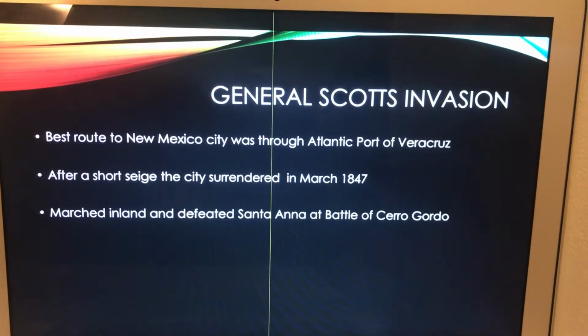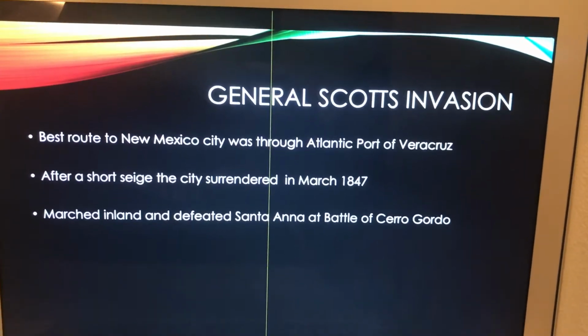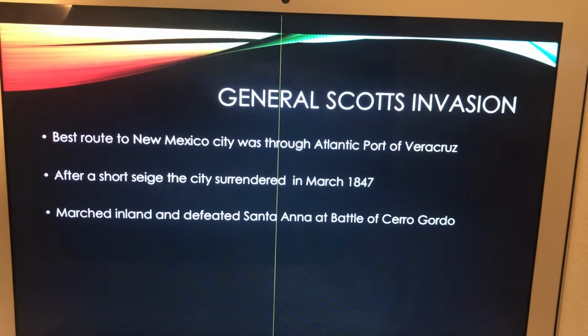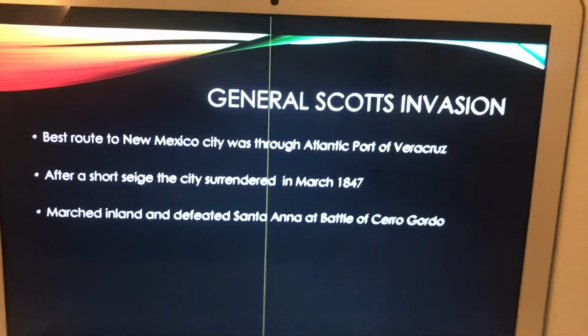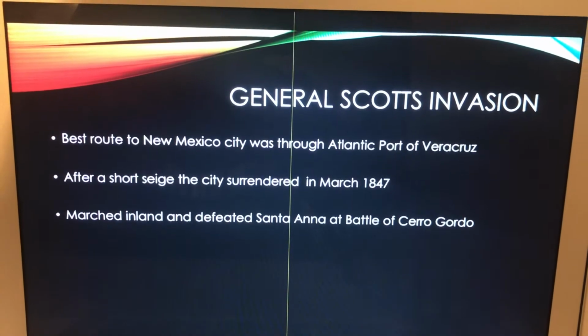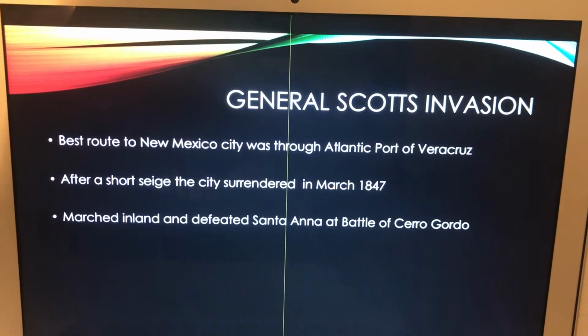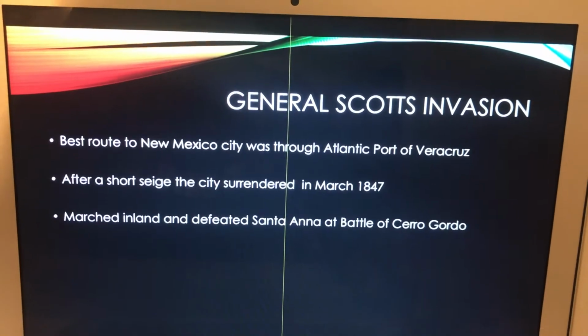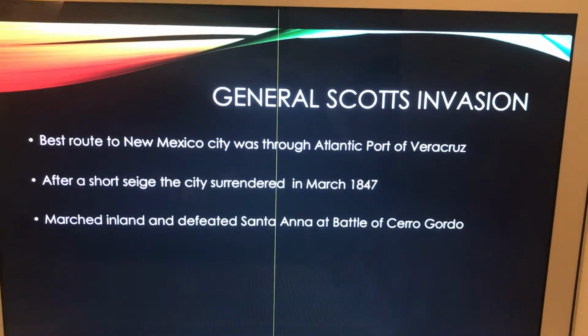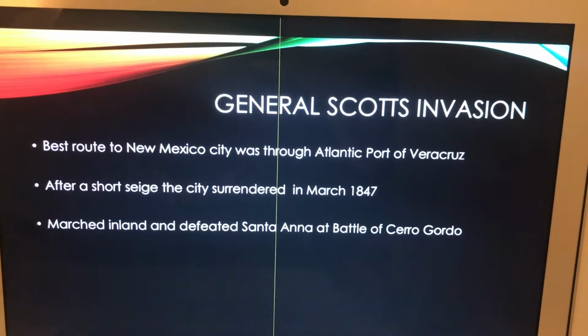General Scott's invasion was the best way to reach Mexico City through the Atlantic port of Veracruz. This means it was the most direct route to the city. It was the fastest way to travel mile-wise and through the rough terrain of Mexico at the time. And after a short siege, the city surrendered in March of 1847.